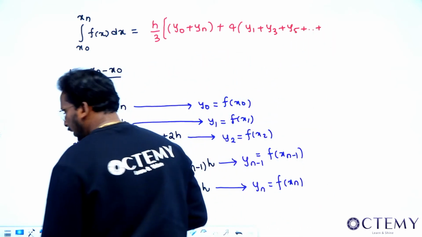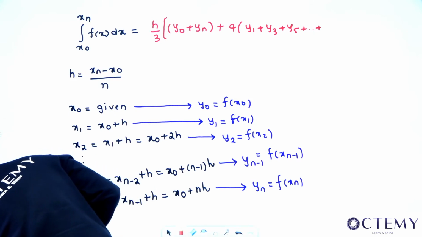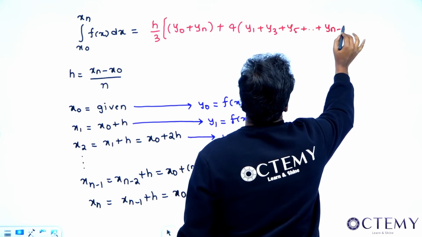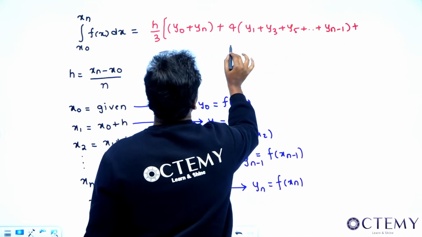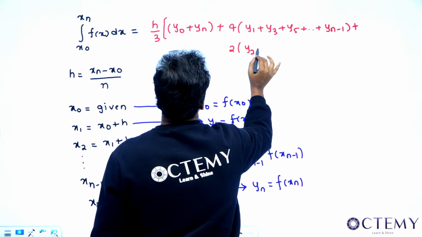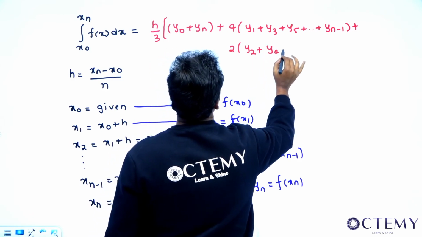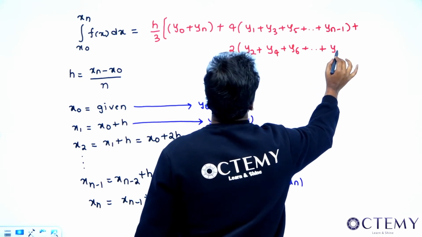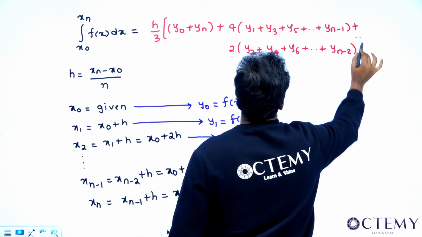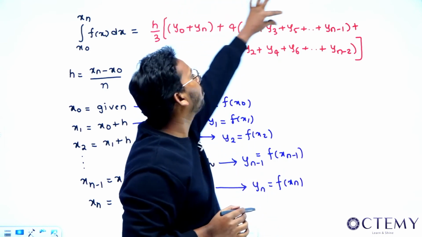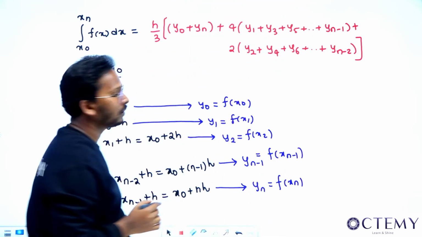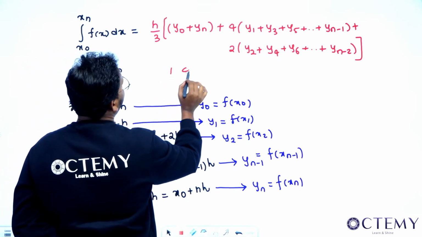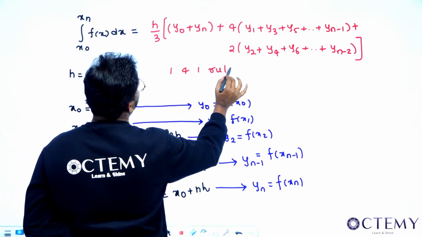What will be the last odd number? The last odd number would be yn minus 1, plus 2 times all the even numbers, that is y2 plus y4 plus y6 plus and so on, yn minus 2. So see sir, yn minus 1, yn minus 2, everything is covered. So you can remember it like this, sir. It is also called the 141 rule.